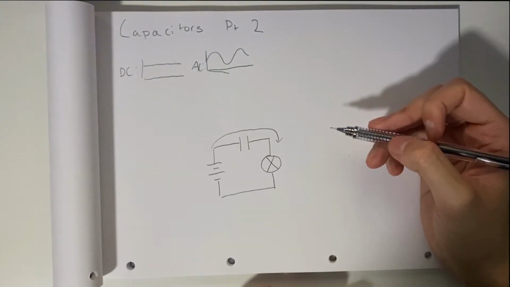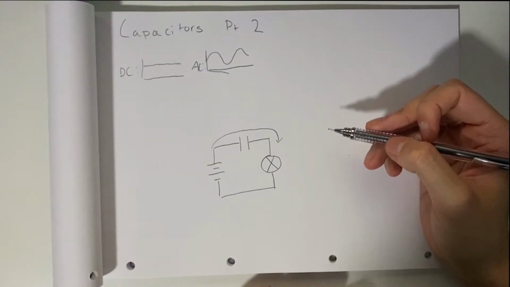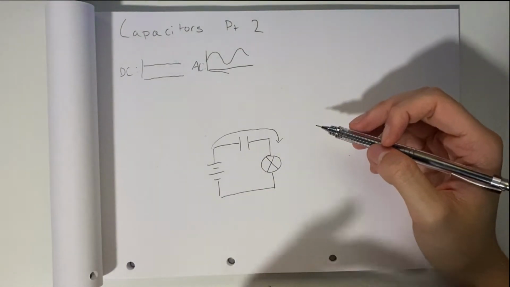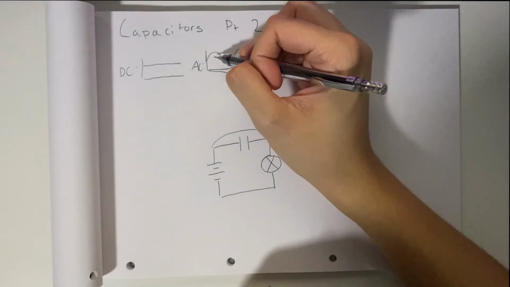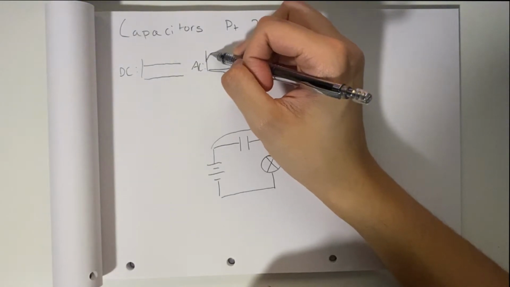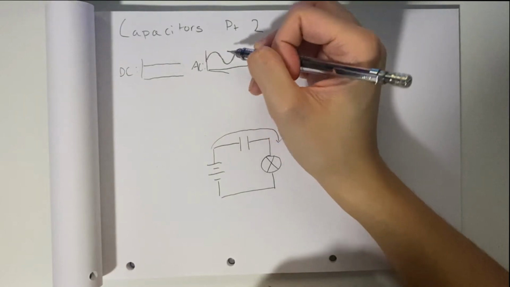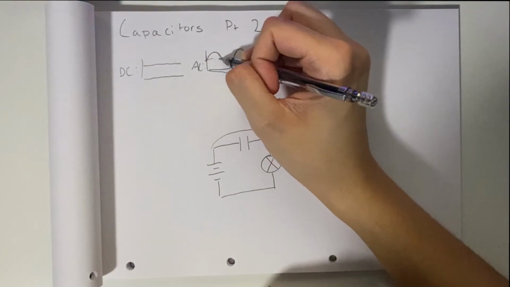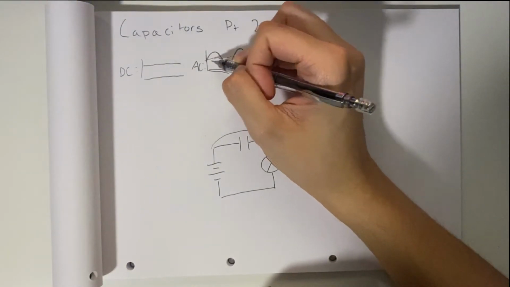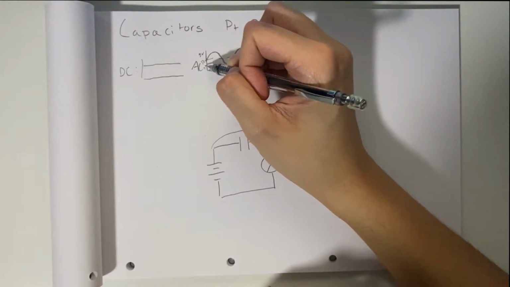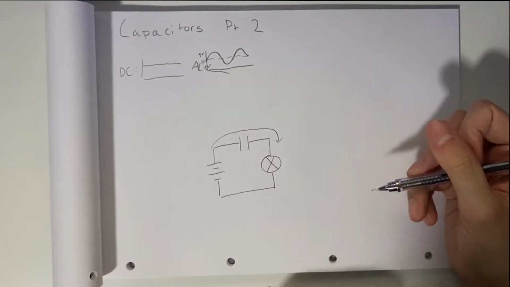But what if we applied an AC voltage source? Our voltage will fluctuate, causing the capacitor to charge and discharge. Here this is our positive, this is our negative, and this is why it's causing it to charge and discharge. So if we drew the line here, that's 0, maybe that's 5 volts, that's negative 5 volts, and that's our AC.